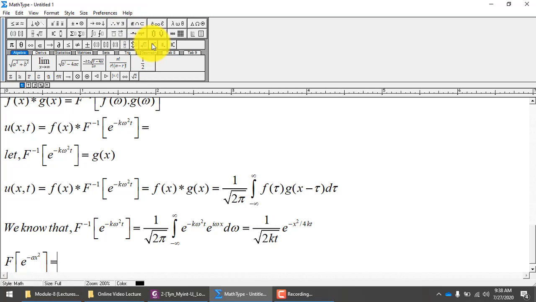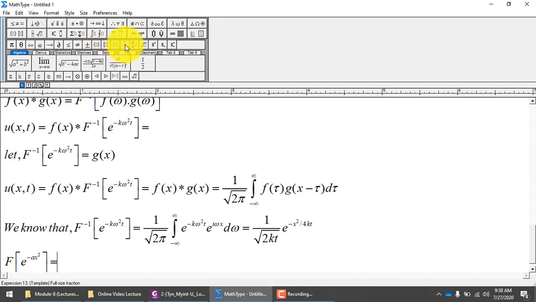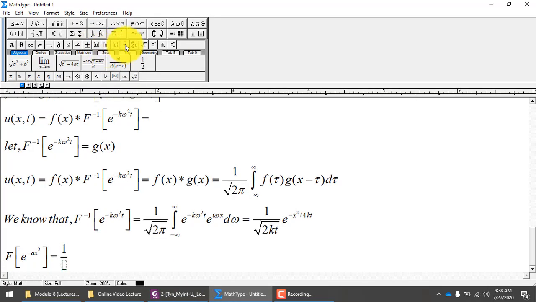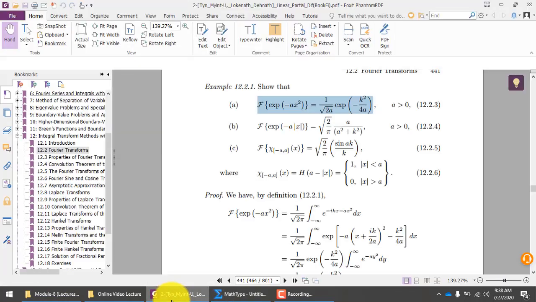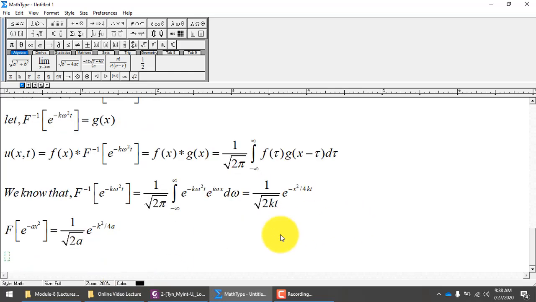is equal to what? It is equal to 1 over square root 2a, e to power minus k square divided by 4a. This is the general proof which I explained in the previous video lecture. And now apply this to the given Fourier inverse. So the Fourier inverse of this will be what?